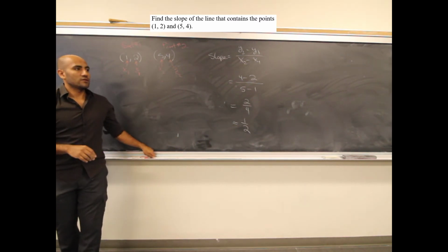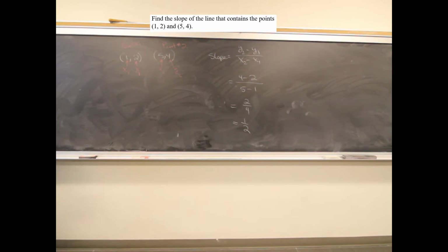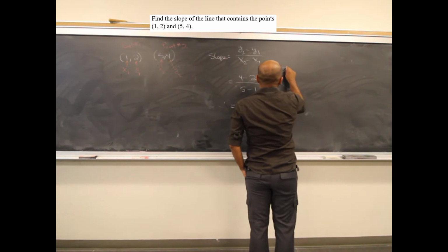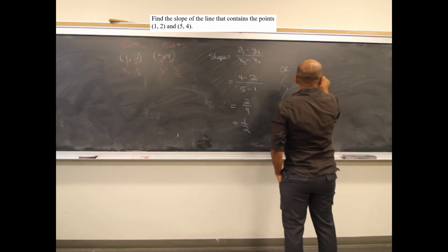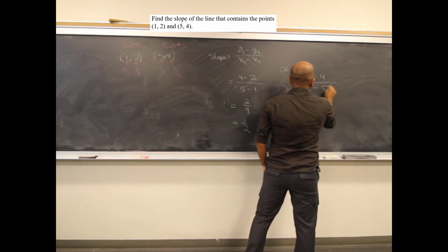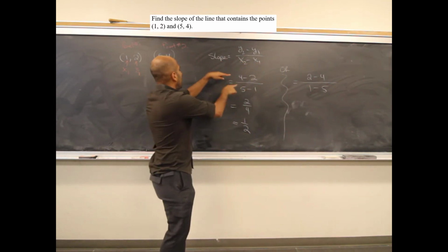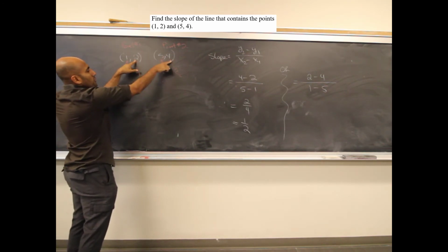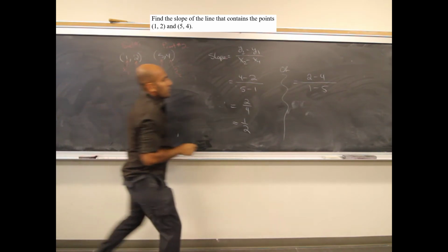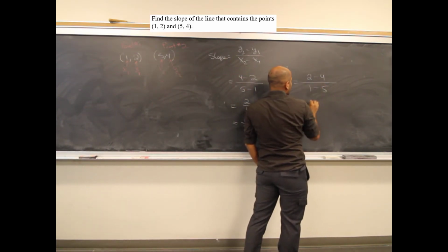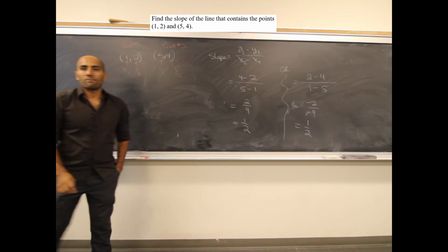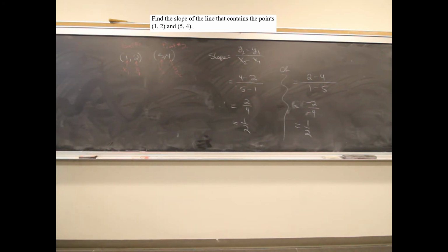Any questions? No? Okay. If you had labeled them the other way around, what would you have gotten? You would have gotten 2 minus 4 divided by 1 minus 5. Right? If you had labeled them the other way around, instead of starting with 4 minus 2, you would have started here, 2 minus 4, and then 1 minus 5. And so you still would have ended up with the same answer. This would have been negative 2 over negative 4, which reduces to positive 1/2. Questions? No? Okay, so you get that.